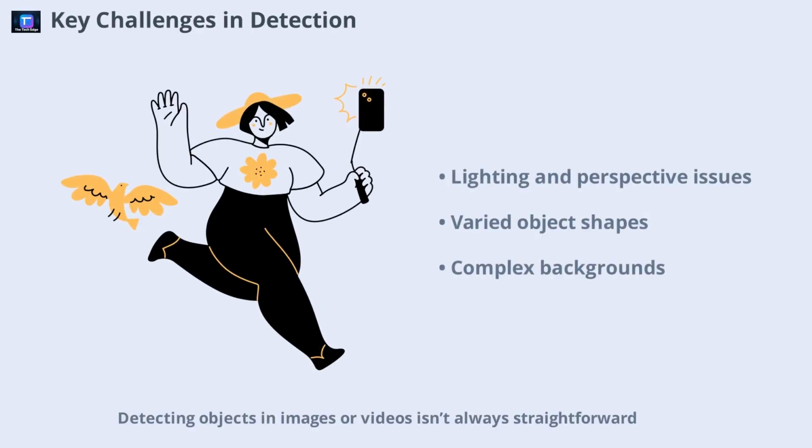Detecting objects in images or videos isn't always straightforward. Several challenges can impact accuracy. First, image acquisition conditions like lighting, shadows, and perspective can change how objects appear. Second, object characteristics matter. A chair, for instance, can have many shapes and colors, making it hard to recognize. Third, the complexity of the context plays a role. If the background is cluttered or similar to the object, the model might get confused. Overcoming these challenges is crucial for building reliable object detection systems.